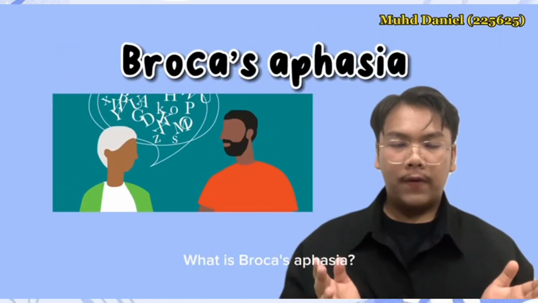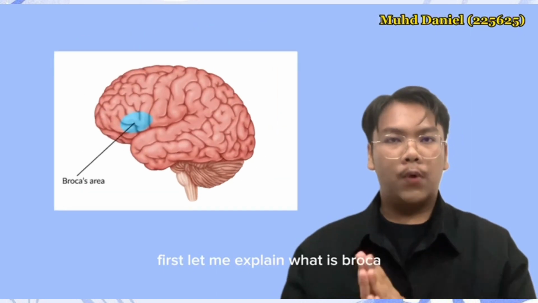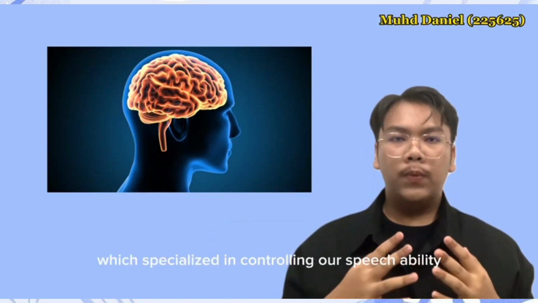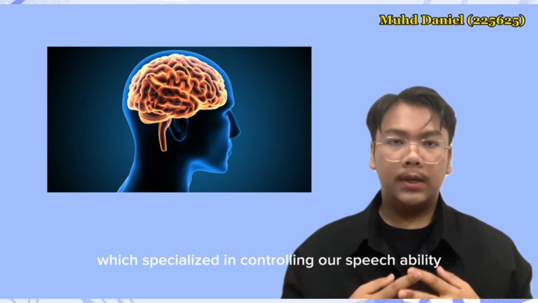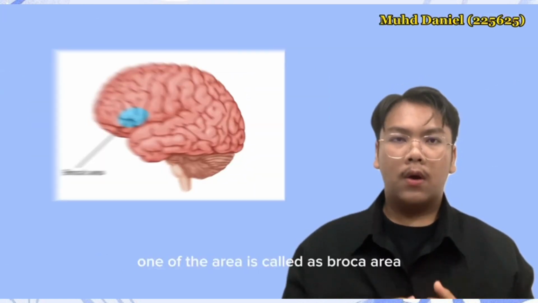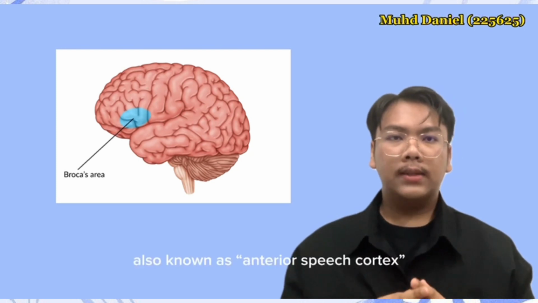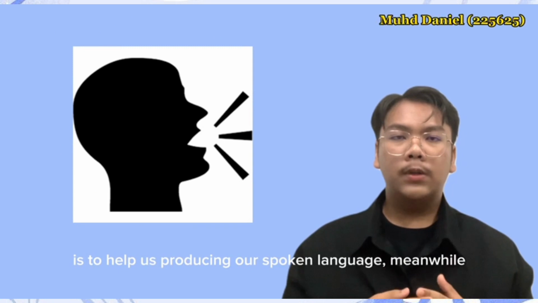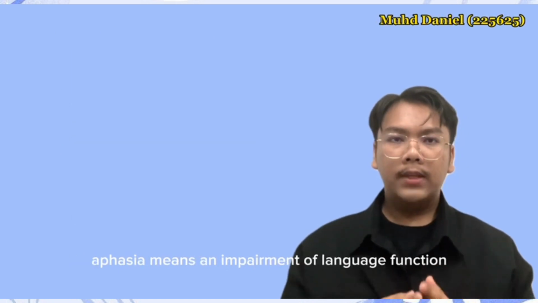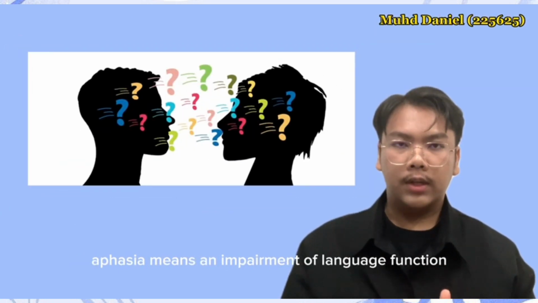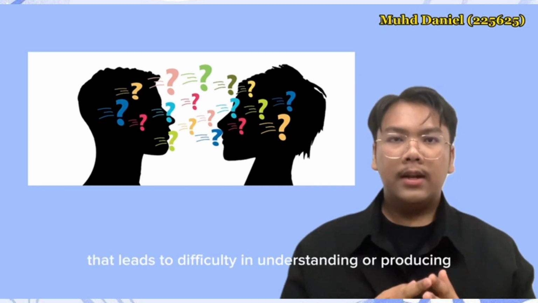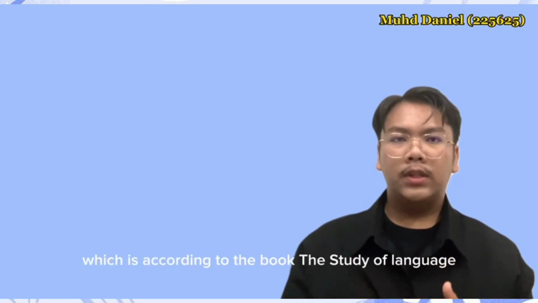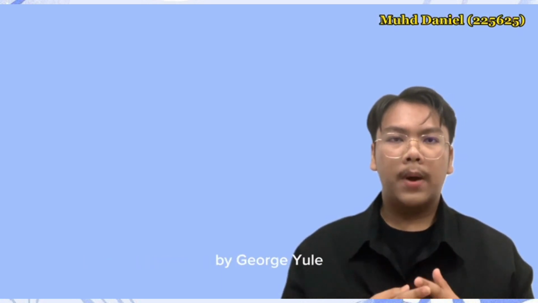What is Broca's aphasia? First, let me explain what is Broca and what is aphasia. In the left side of our brain, there are areas which specialize in controlling our speech ability. One of the areas is called Broca's area, also known as the anterior speech cortex. Its function is to help us produce our spoken language. Meanwhile, aphasia means an impairment of language function due to localized brain damage that leads to difficulty in understanding or producing linguistic forms, which is according to the book The Study of Language by George Yule.